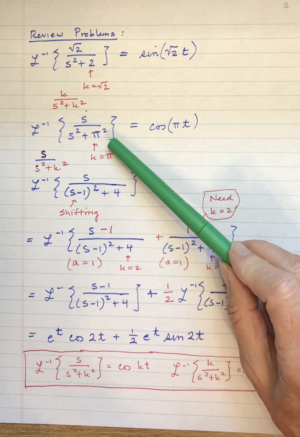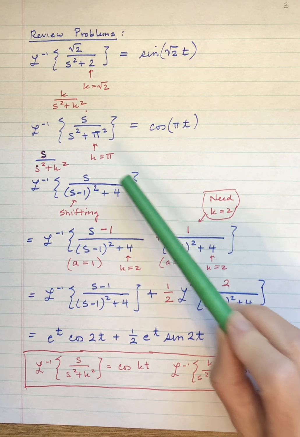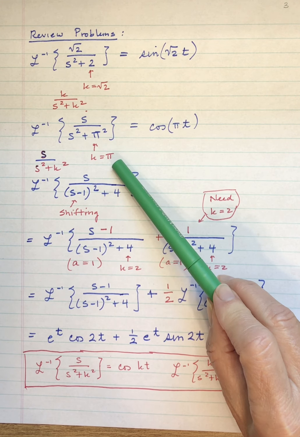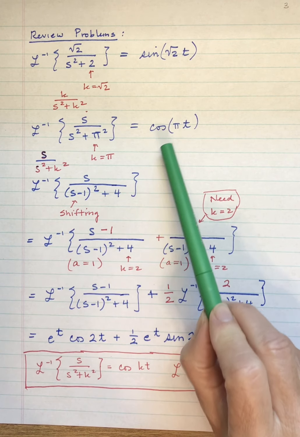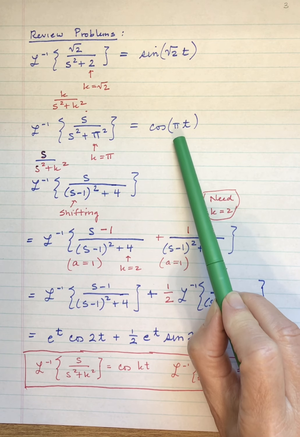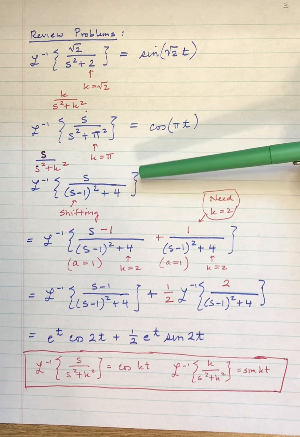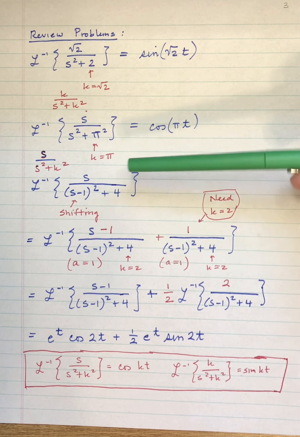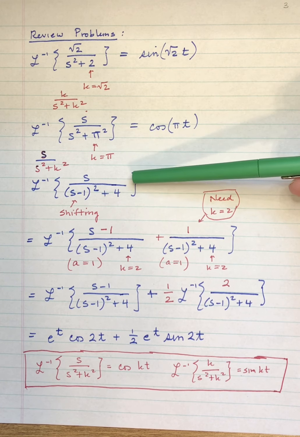If I have s over s squared plus pi squared, and I want that inverse Laplace transform, here k is pi. So when you have s over s squared plus k squared, that inverse Laplace transform is just the cosine of kt. Here our k is pi. Now this one, suppose I had an s over an s minus 1 squared plus 4. How do you handle that?